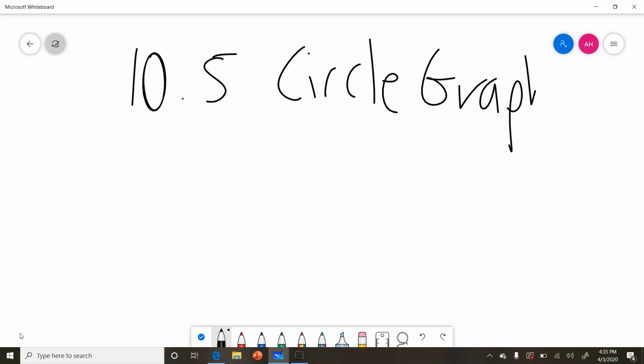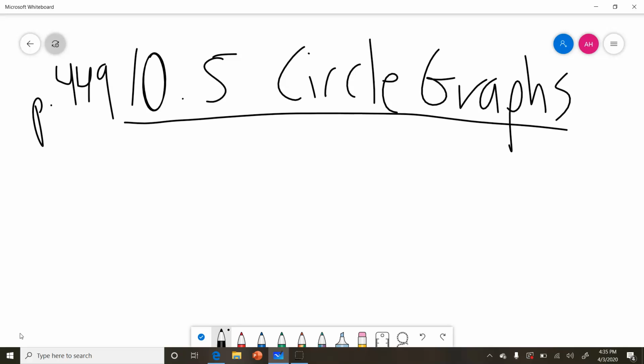And if you want to follow along, which I would suggest, you're going to want to turn to page 449, okay? Page 449. That's where you want to start. 10.5 on the circle graphs. Now, if we have a circle, which let's see if I can draw this and get it to actually do it. So I have a nice little circle graph.